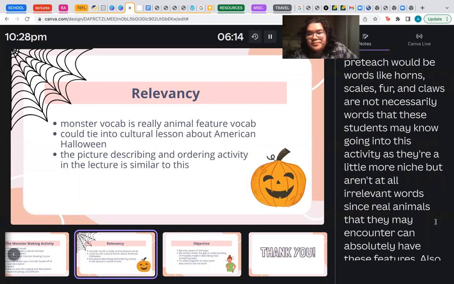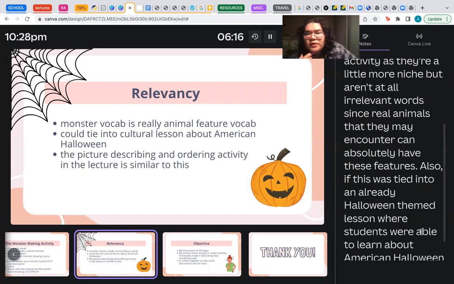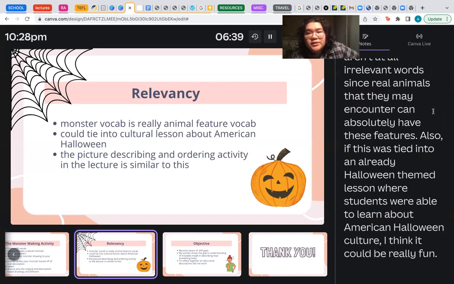And I also don't think that these words are irrelevant words, though, because there are animals that have these features, like there are many animals with scales, there are many animals with a tail, many animals with claws, many animals with horns. So it would tie into vocabulary for animals.